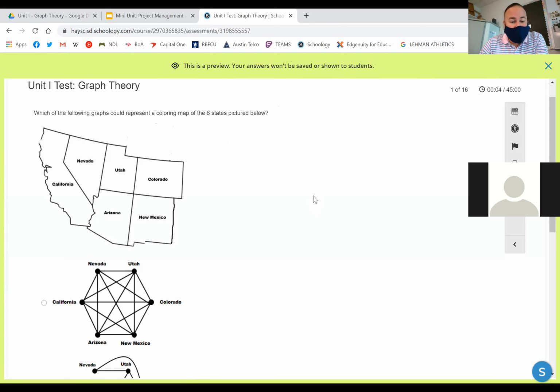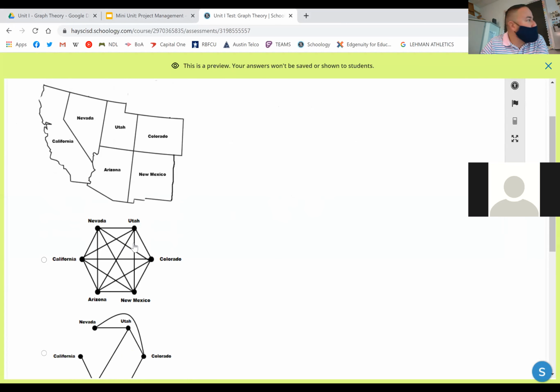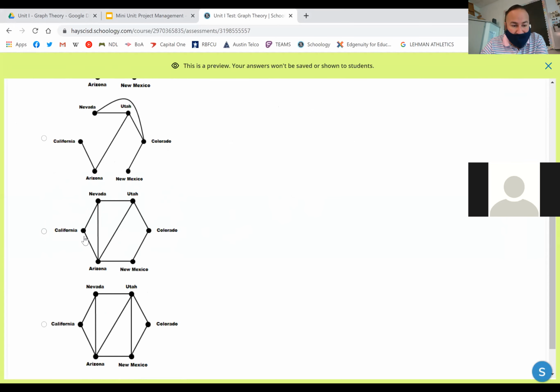So for this question, which of the following graphs could represent a coloring map of the 6 states pictured below? Obviously, this first one is completely incorrect. You don't need to connect them all. You only connect vertices if they share a border. The correct answer is this one right here, the one that does not have Utah and New Mexico connected.